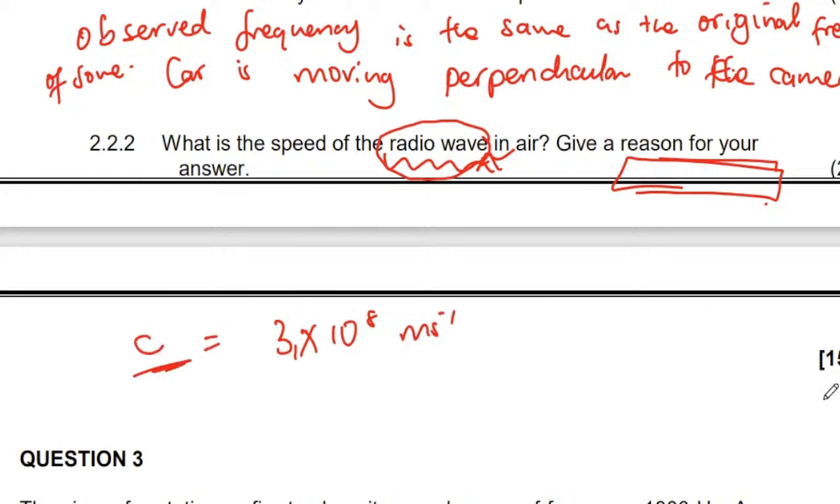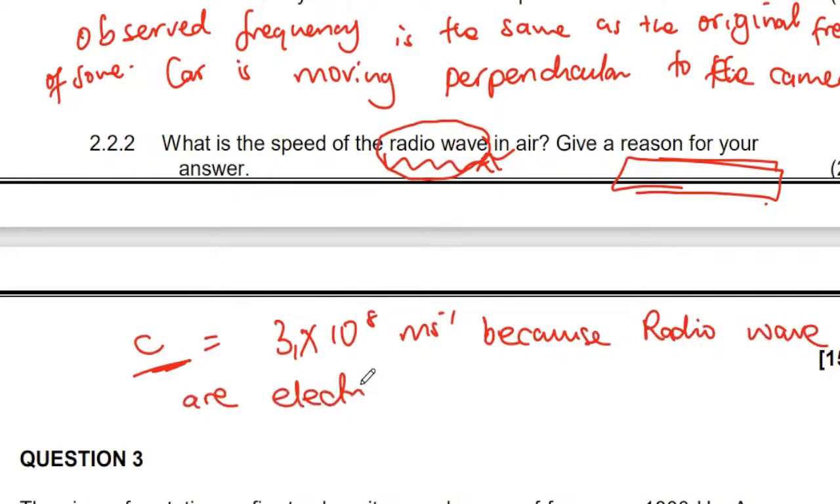Okay, they ask for a reason. So what is the speed, and give a reason. So it's 3,0 times 10 to the 8 because we know that the radio waves are electromagnetic. They form part of the electromagnetic wave spectrum.